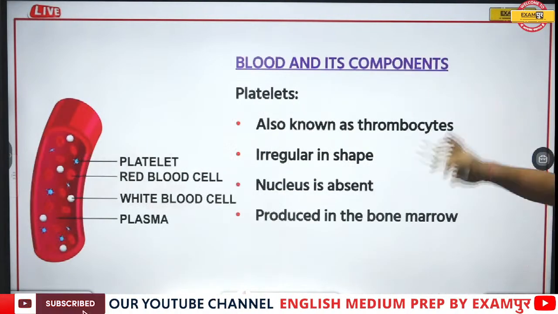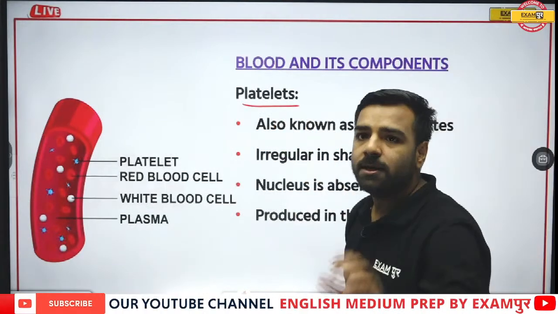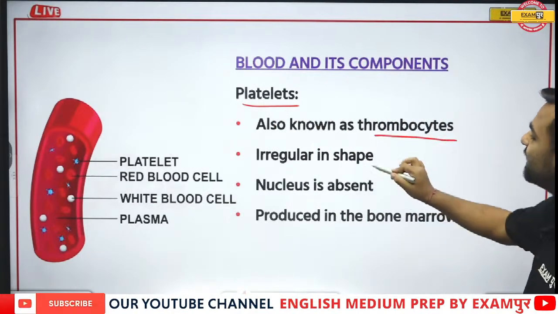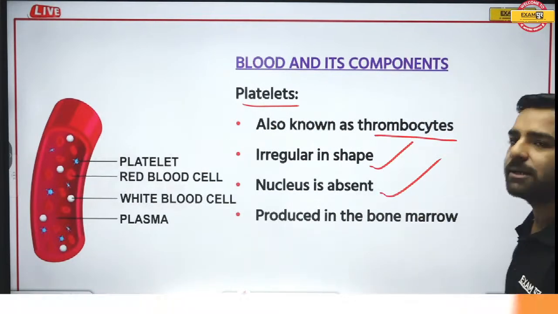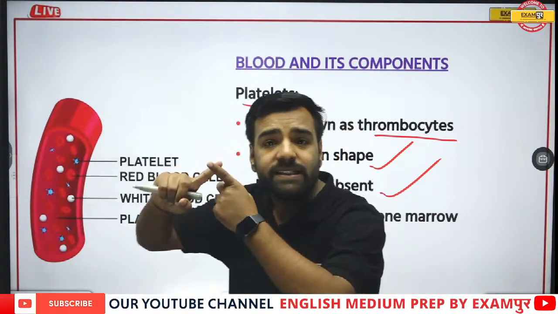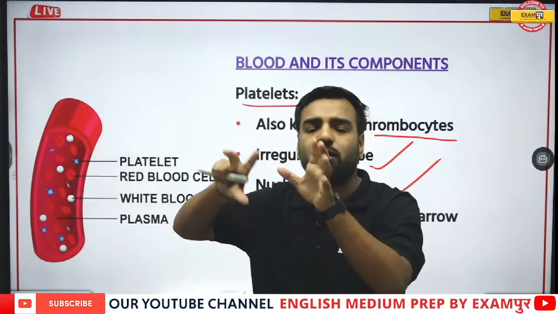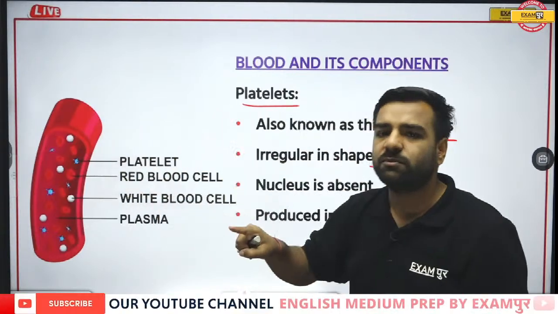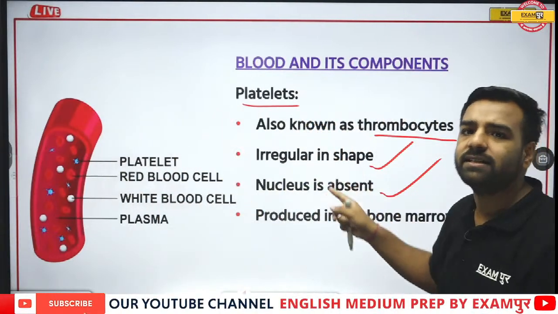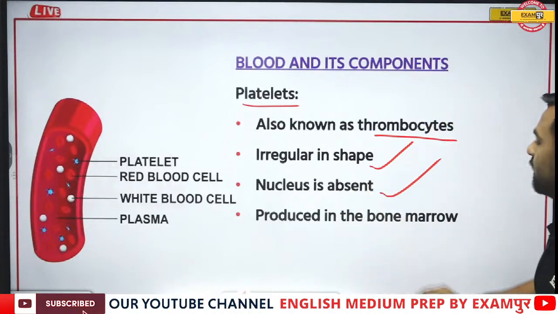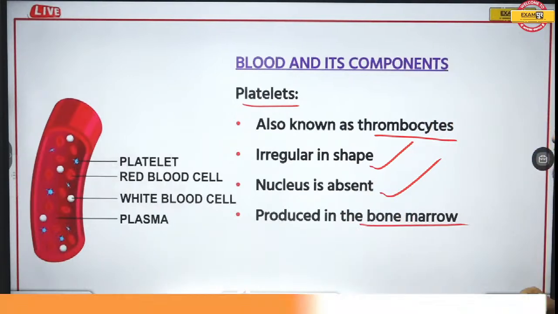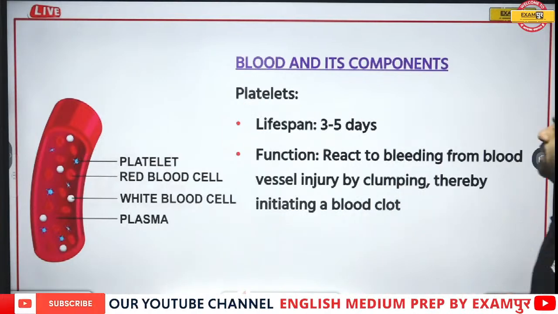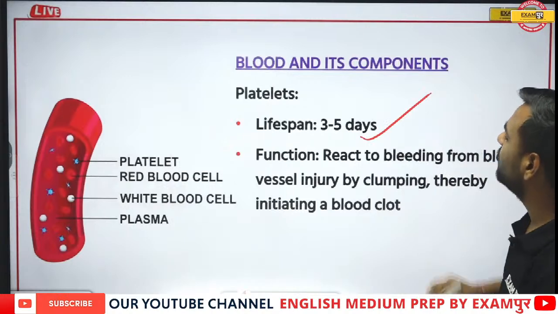Next, if I talk about platelets, what are they? Platelets are known as thrombocytes. They are irregular in shape, and again the nucleus is absent. You remember RBCs, in RBCs the nucleus was not there, in WBC it was present, and again in the platelets the nucleus is absent. Now if I talk about its production, it is again done by bone marrow. Moving forward, the lifespan of platelets is 3 to 5 days.